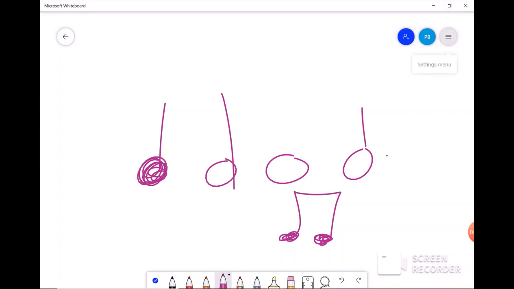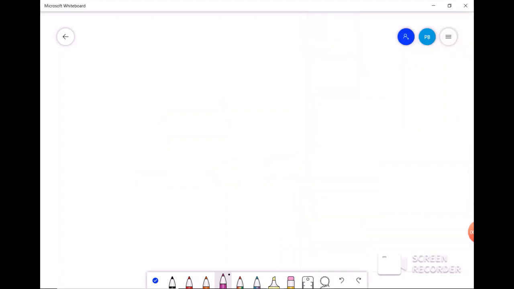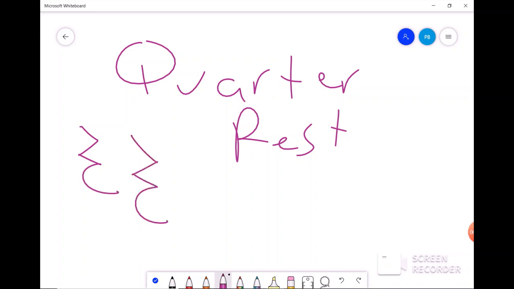Now, each of these notes has a corresponding rest to go with it. So let's get started on the rests. First, we'll learn about a quarter rest. A quarter rest kind of looks like a squiggly line, and here's how you draw it. Zig, zag, zig, curl. I should make a song about that. Anyway, a quarter rest takes up the same amount of space as a quarter note.